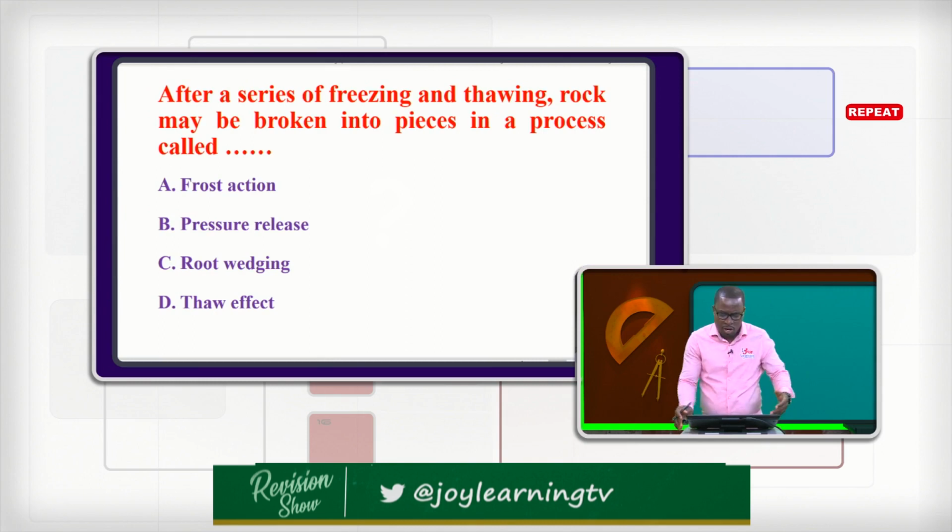Another question. After a series of freezing and thawing, rock may be broken into pieces in a process called, I repeat the question. After a series of freezing and thawing, rock may be broken into pieces in a process called A, frost action, B, pressure release, C, root wedging, D, thaw effects. Which one is the answer? If you know the answer, you call me, then you tell the whole world. Good.